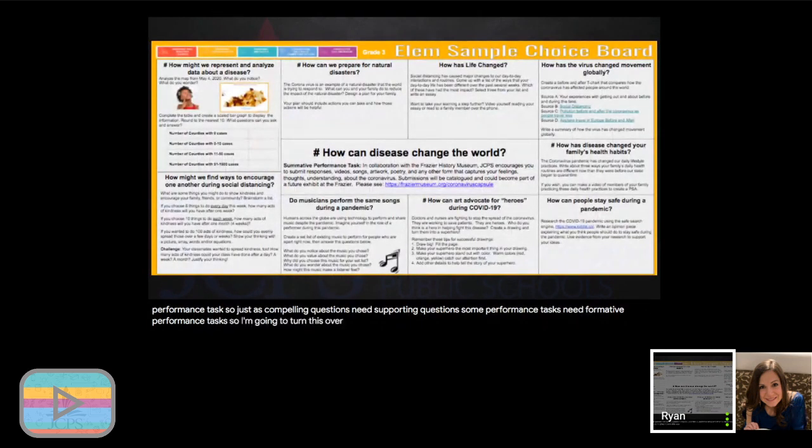So I'm going to turn this over to Suzanne, who's going to walk us through some of the proof of concepts of how these might work for elementary, middle, and high.